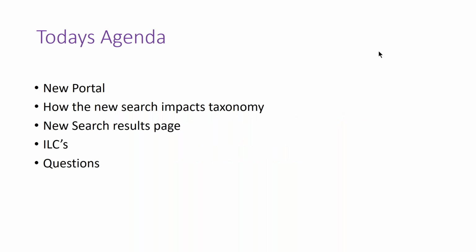So we're going to talk about a few things today. The primary thing is that a new portal is being designed for New York Connects. This portal contains some new features that will impact taxonomy and how we add it to our records. Additionally, there are changes around how we display search results. So I want to give you sort of a peek into that and show you how your records are impacted by that. And then we're going to have a little chat about ILCs, and then I'll have a formal place to open it up for questions.